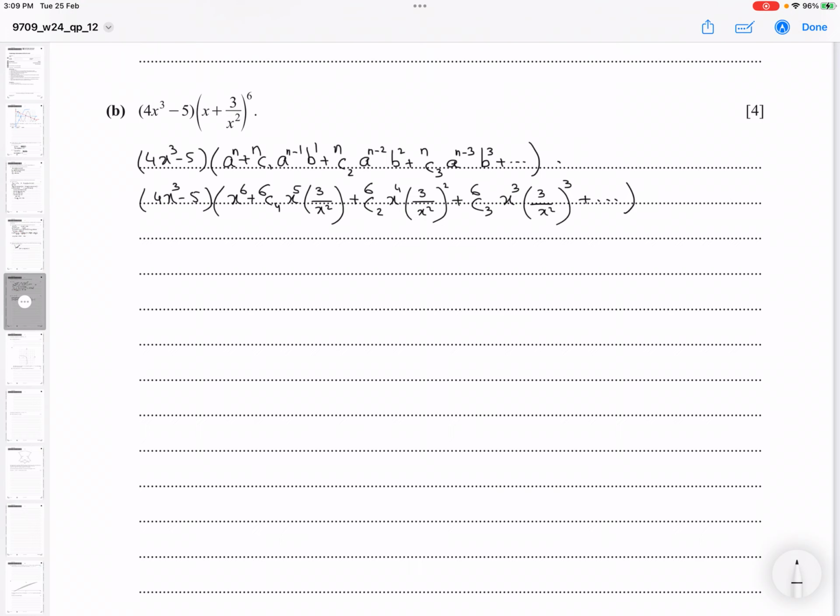Now simplify further this. 4x power 3 minus 5 times x power 6 and 6C1 x power 5 3 over x power 2 will give you, after simplification, 18 x power 3 plus.